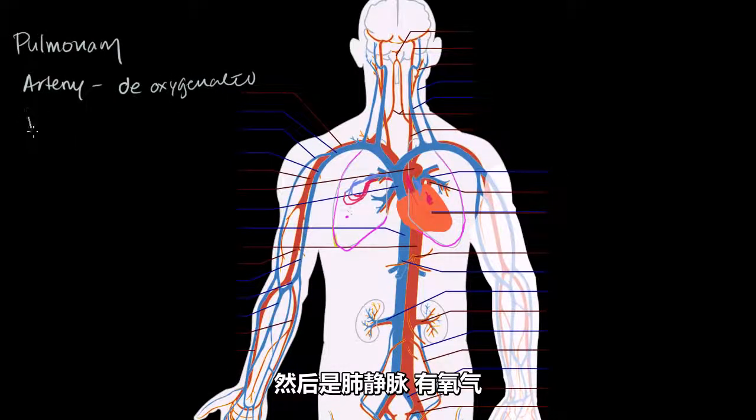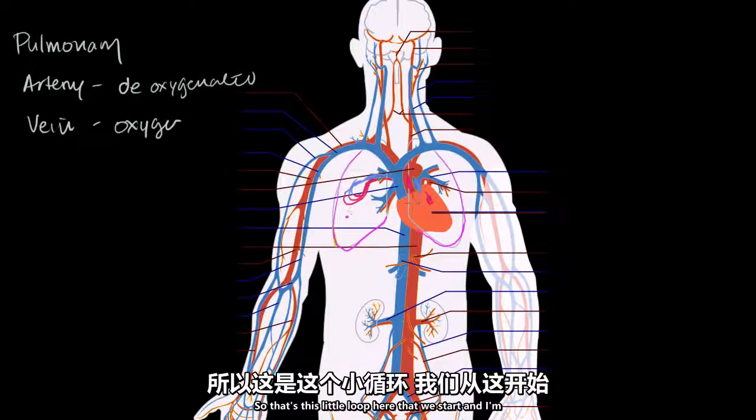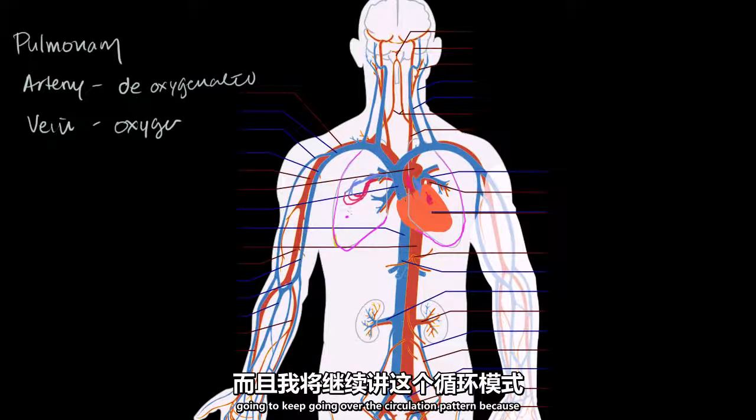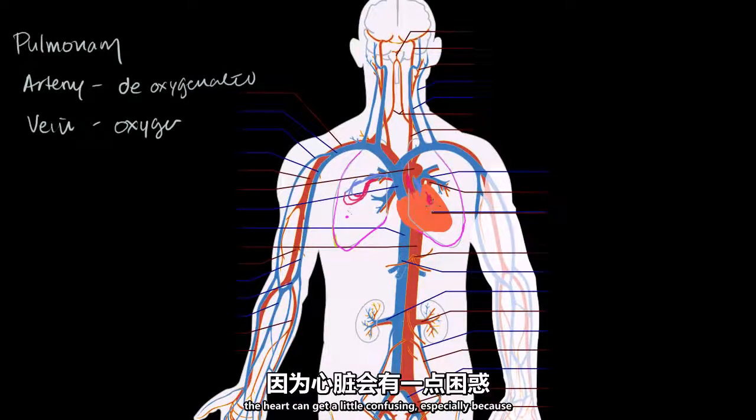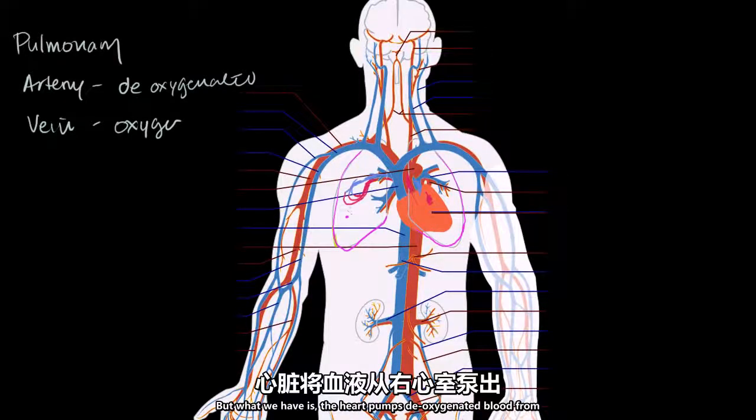And then the pulmonary vein, it has oxygen. So that's this little loop here that we start. And I'm going to keep going over the circulation pattern, because the heart can get a little confusing, especially because of its kind of three-dimensional nature. But what we have is the heart pumps deoxygenated blood from the right ventricle.